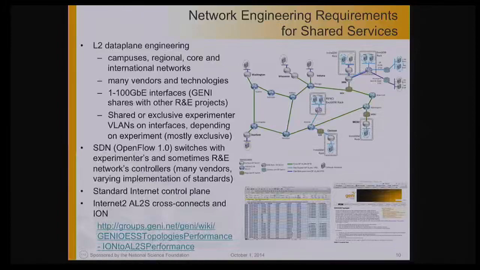We support lots of vendors in GENI. We explicitly want to be interoperable. We support interfaces from 1 gigabit to 100 gigabits. There's no SDN interface that operates at 100 gigabits right now. The highest you can go is 40, but we share links with other research programs, so that's why the 100 gig is on the list.